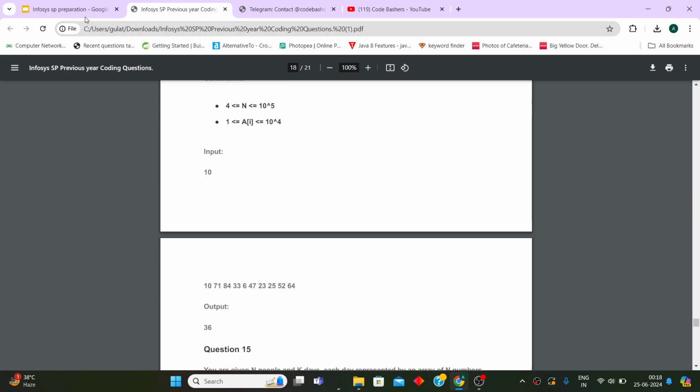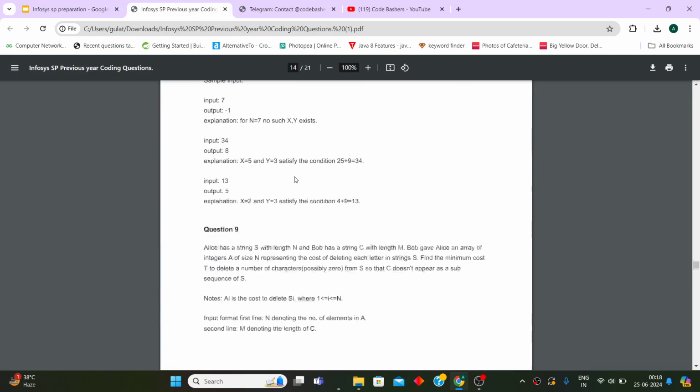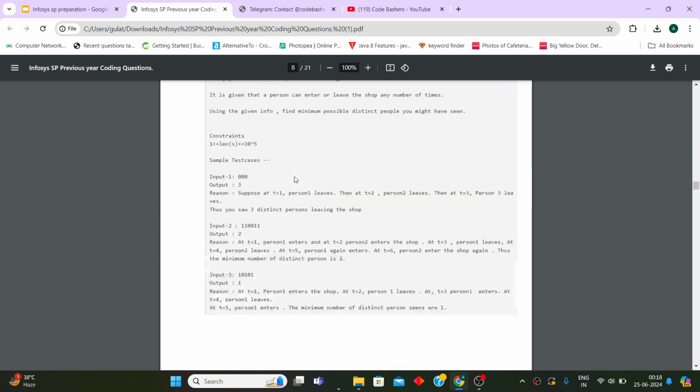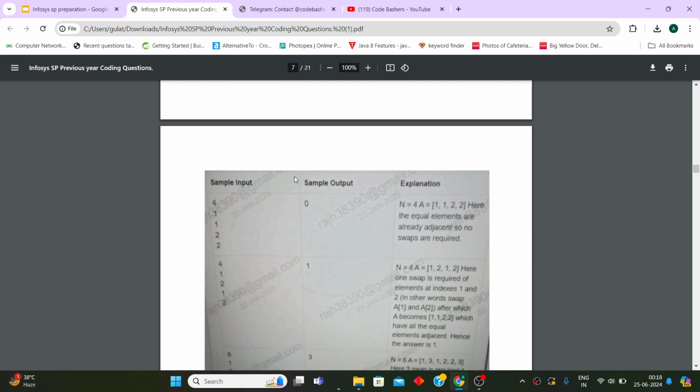So first study the important topics, practice by yourself, then go towards these coding questions. These coding questions involve easy questions also, medium also, and hard questions also. And just try to do it by yourself, because this Infosys exam is one of the toughest exams. I will not lie to you, it is the toughest.